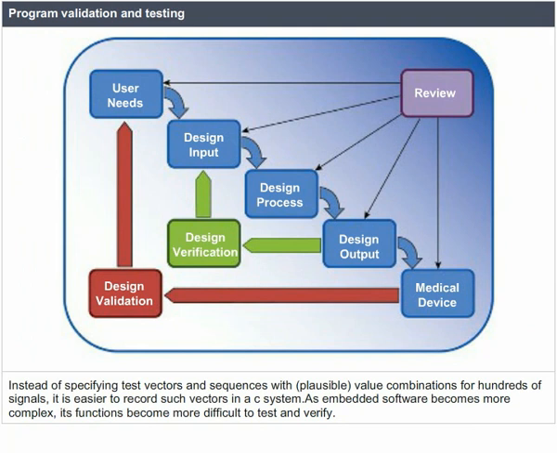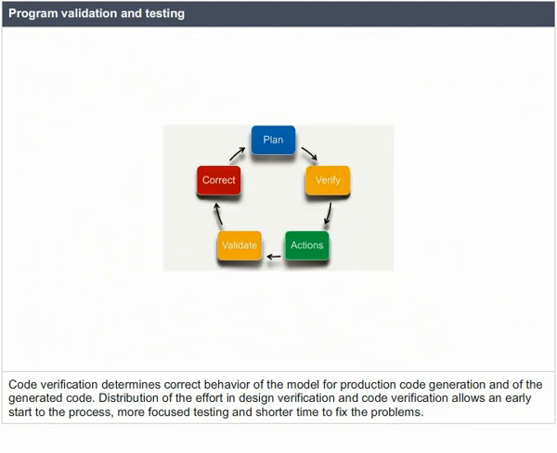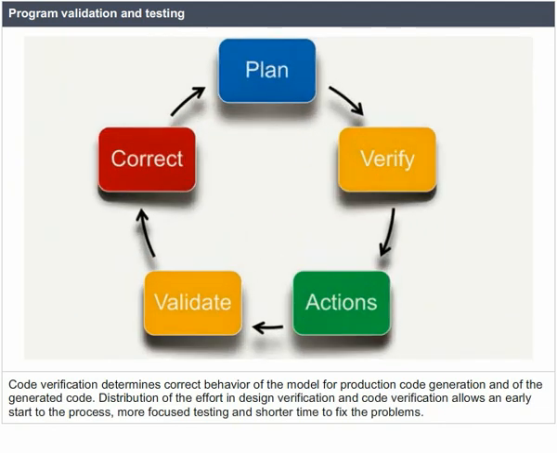As embedded software becomes more complex, its functions become more difficult to test and verify. The verification and validation overhead, the cost of fixing defects, and the implications of defects that were not detected on time threaten to wipe out all the benefits that software provides. Code verification determines correct behavior of the model for production code generation and of the generated code. Distribution of the effort in design verification and code verification allows an early start to the process, more focused testing, and shorter time to fix the problems.